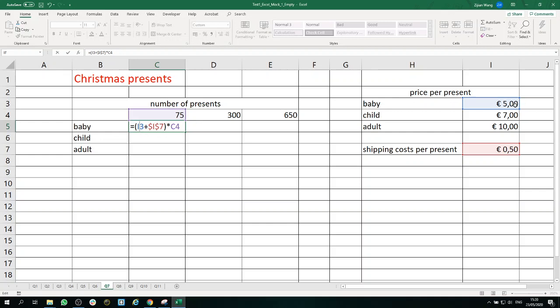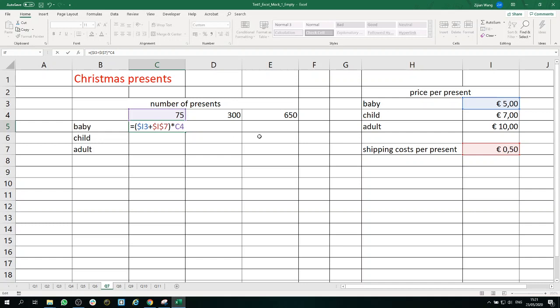I3, when we move downwards, it should move downwards. But when we move horizontally, the price should stay in the column I. So that means we will lock the column I and leave the 3, the row number, flexible.